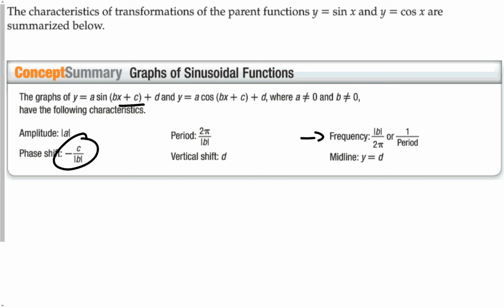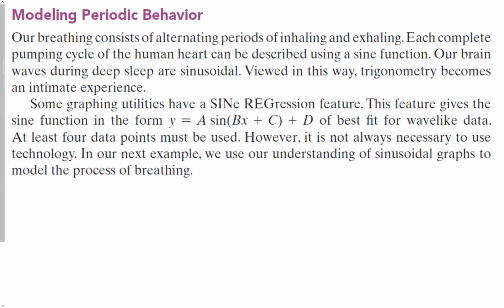We didn't really talk about that. Frequency is just the reciprocal of period. So amplitude is the absolute value of A, period is 2 pi over the absolute value of B, and frequency is the reciprocal of period. Phase shift, we'll just use C over B. Vertical shift is D, and the midline is y equals D.